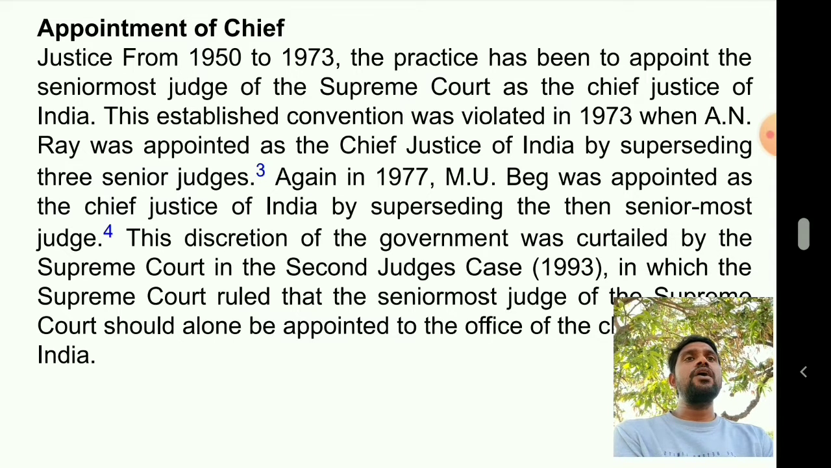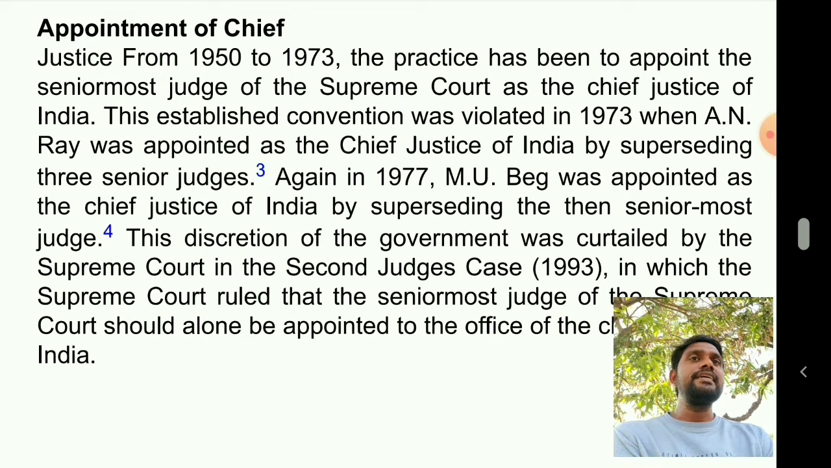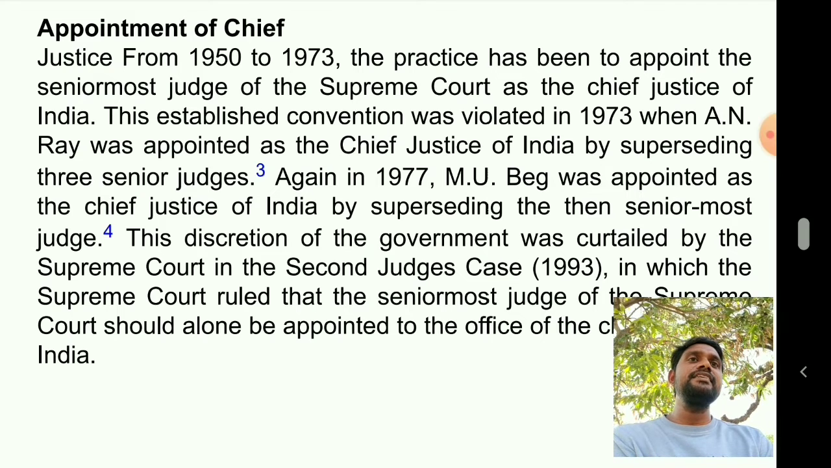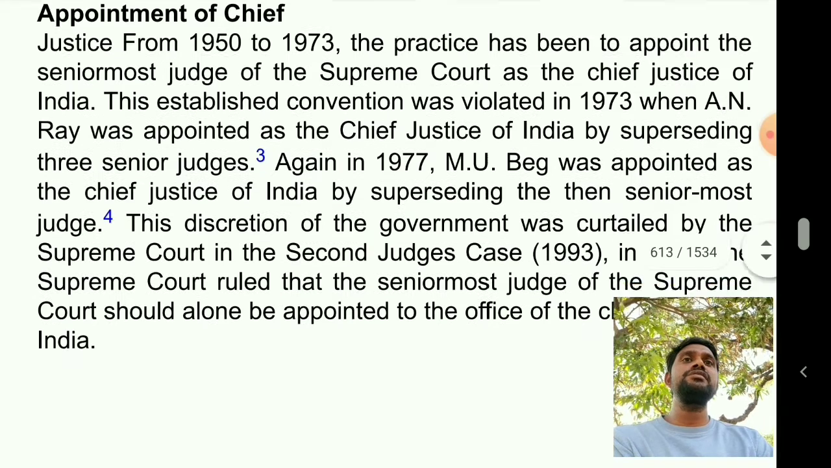Next is appointment of Chief Justice. From 1950 to 1973, the practice has been to appoint the senior-most judge of the Supreme Court as the CJI. This established convention was violated in 1973 when A.N. Ray was appointed as the CJI by superseding 3 senior judges. Again in 1977, M.U. Beg was appointed as the CJI by superseding the then senior-most judge.